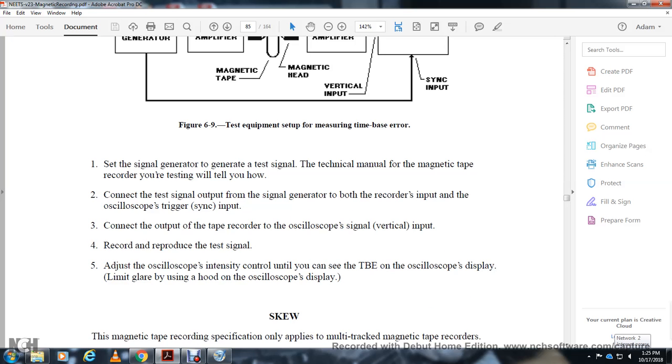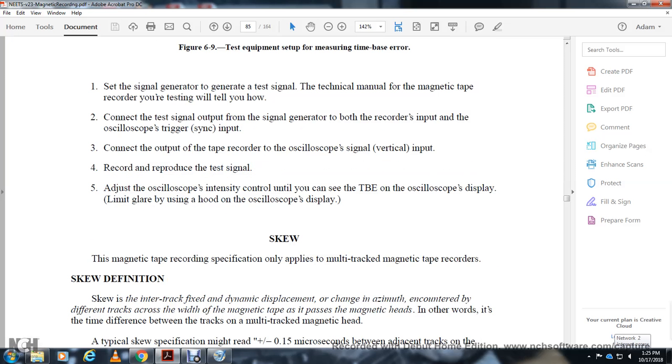Set the signal generator to generate the testing signal of the electrical of the magnetic recorder, as the tape recorder instructions tell you. The signal generator is both recorded input and the oscilloscope trigger, the sync input. Connect the tape recorder to the oscilloscope vertical input, record and reproduce the signal, adjust the oscilloscope and technically control the unit of the time-based error. Oscilloscope display: limit the glare with the hood of the oscilloscope display.